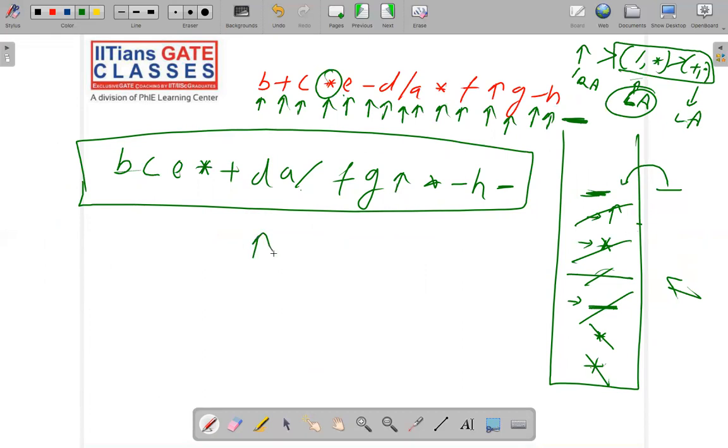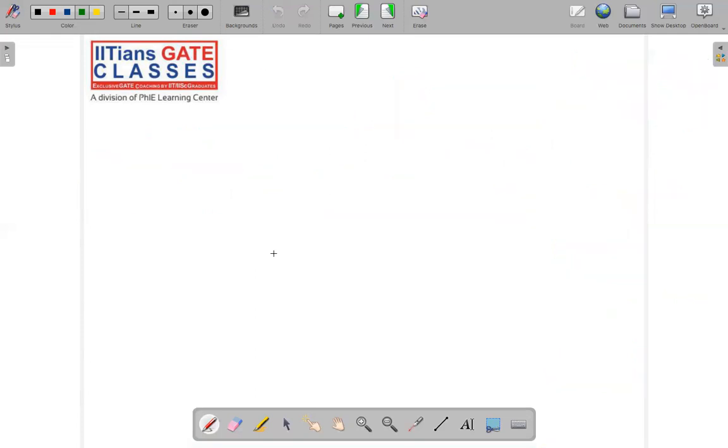So this is the postfix expression. How a computer evaluates and understands a postfix expression, we will see. Why are we even doing the conversion? Because the computer only understands postfix. We will see that part also. Okay. So now let's see our next example.